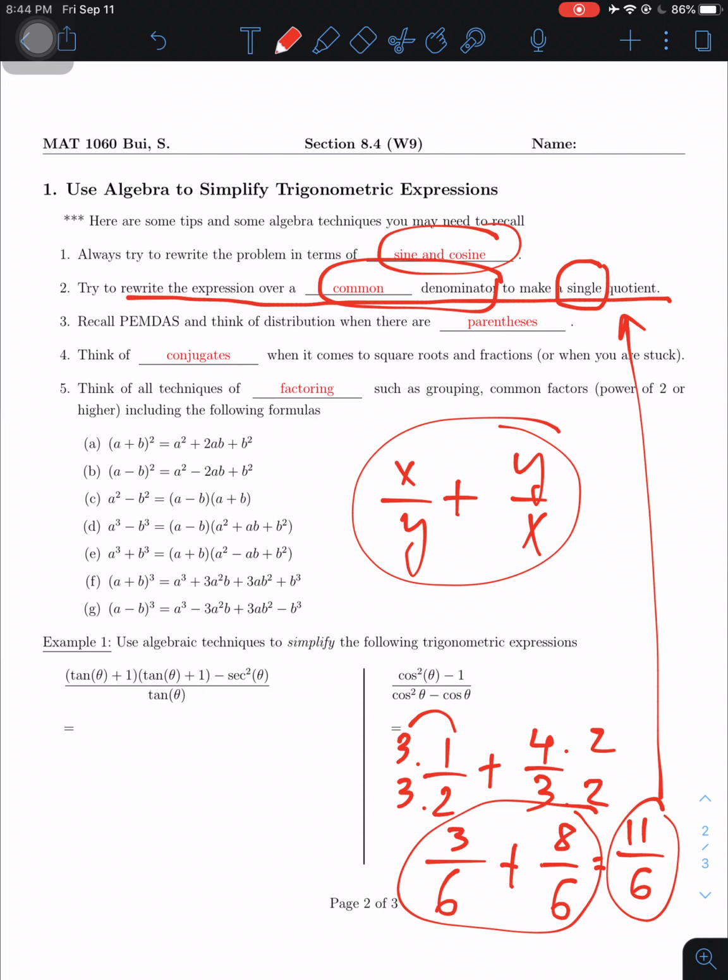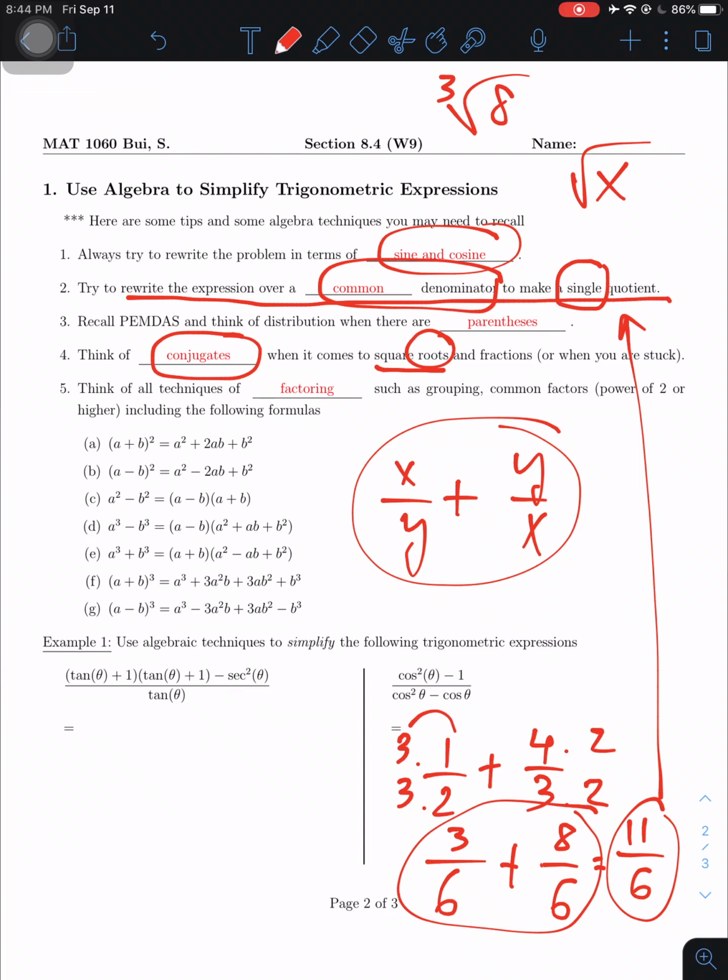Number 4, think of the conjugates, and if you don't know what a conjugate is, again, you can look it up, or else you can just talk to me and I can give you more examples about conjugates, okay? But you only have to worry about conjugates when it comes to square roots, cube roots, and anything that has a root. If you don't know what a root is, it looks like this. This one is the square root of x, or this one is the cube root of, say, 8. Whenever there is a root in there, that is when you have to consider conjugates, okay?